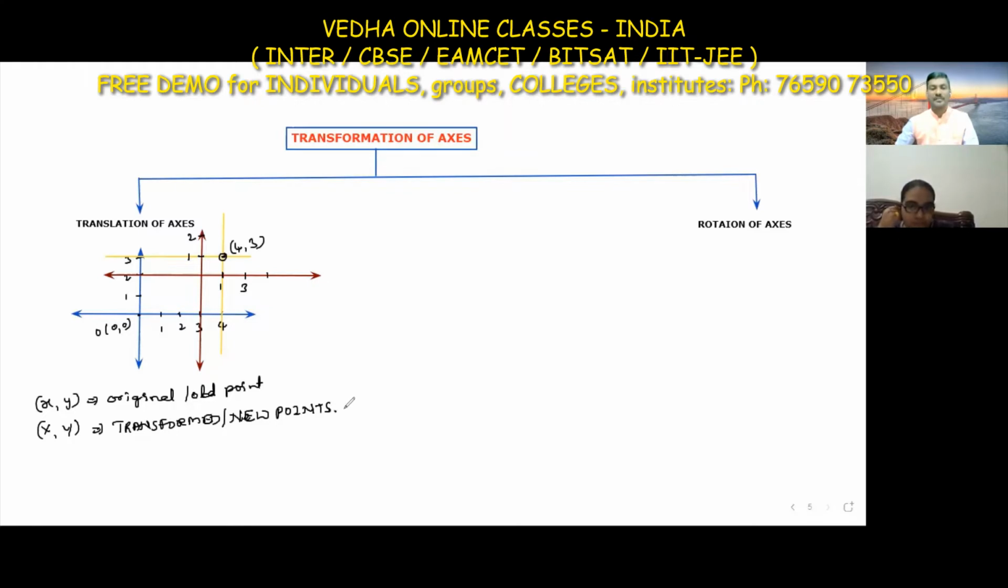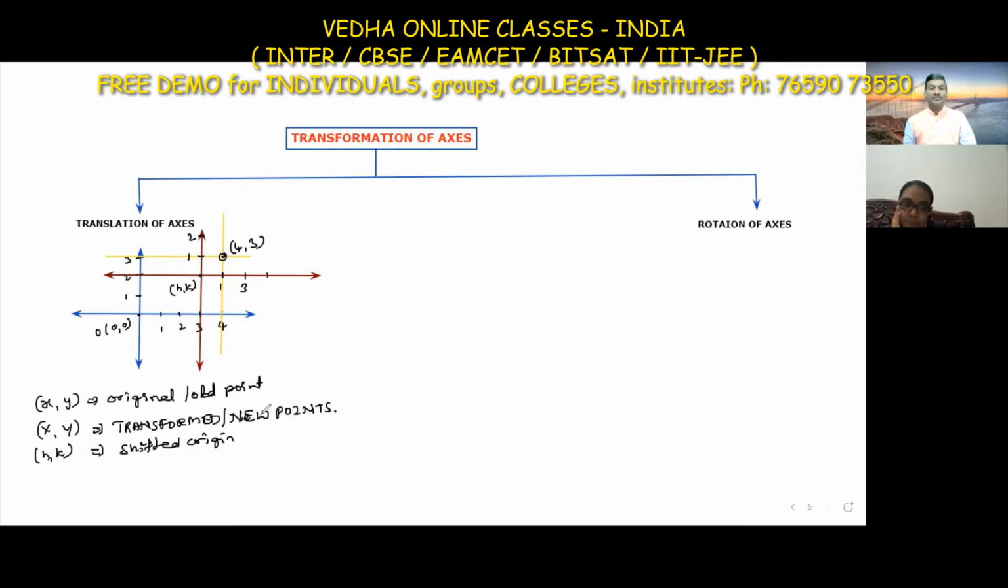So how do we derive the formula? Here I am shifting the origin from this position to this position, 3 comma 2. This shifted origin we represent with h and k. The shifted origin we always represent with h and k. So h comma k is nothing but the shifted origin.